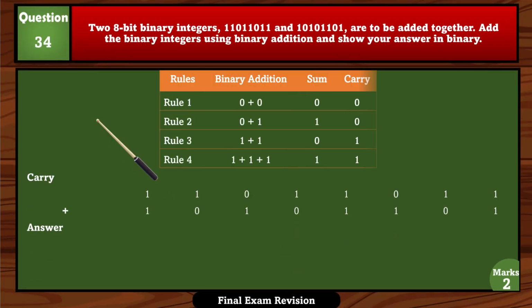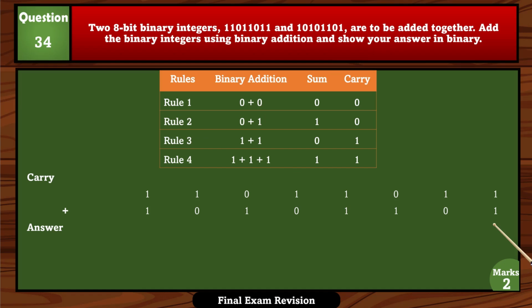Okay, question 34. Two 8-bit binary integers, this one and this one, are to be added together. Add the binary integers using binary addition and show your answers in binary. Okay, so these are the rules that you need to keep in mind. So let's start adding those numbers.